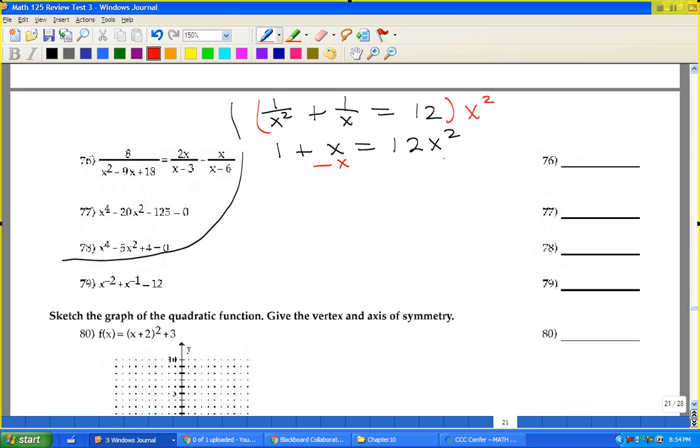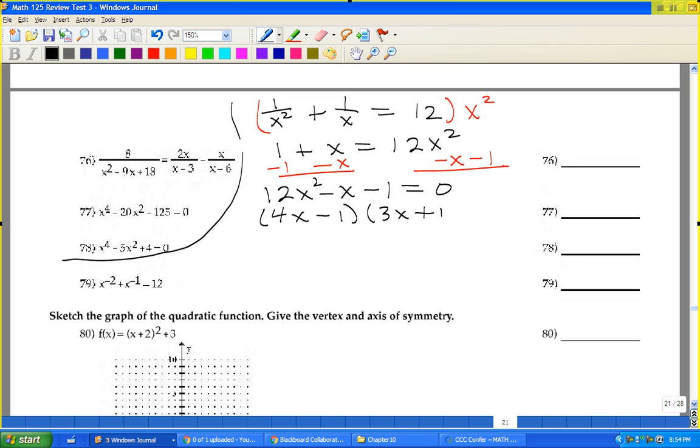Subtract 1 from both sides of your equation. So you get 12x squared minus x minus 1 is 0. So I can factor this, I think. 4x minus 1, 3x plus 1 equals 0. That gives you 12x squared. Of course, it's the wrong sign. 12x squared minus 4x plus 3x is a minus x minus 1.